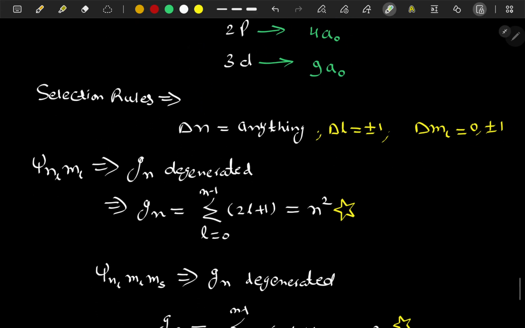Now what is the selection rule? Delta principal quantum number can be anything, but for the orbital quantum number delta l is plus minus 1, and since delta l is plus minus 1, m will go from minus L to plus L, so delta m is plus minus 1 or 0.